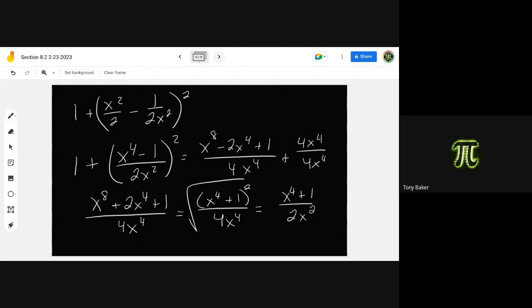Is that x to the 8th minus or plus? That's a minus, that's a plus. Because negative 2x to the 4th plus 4x to the 4th is a positive 2x to the 4th.